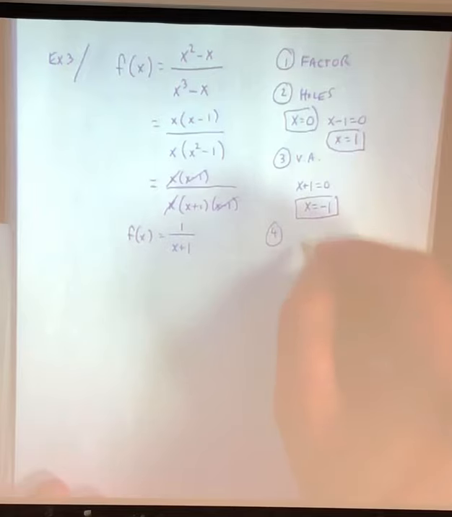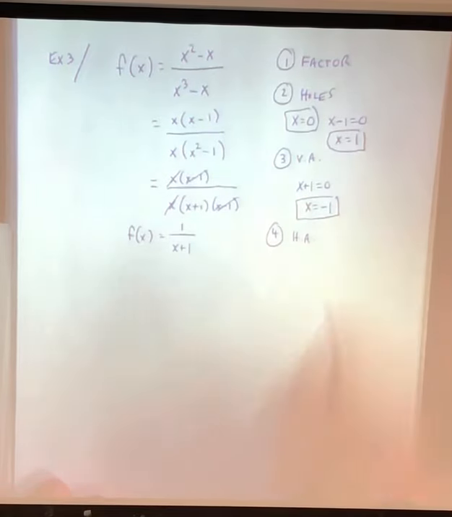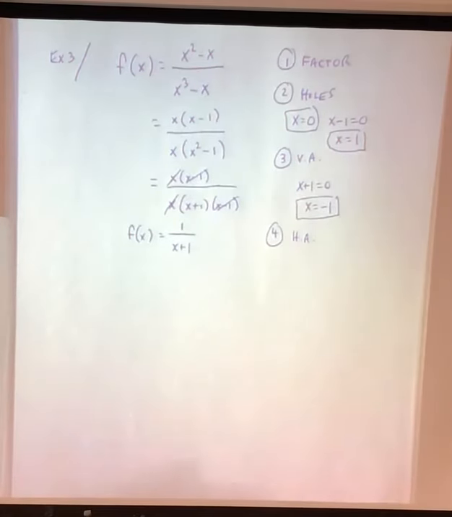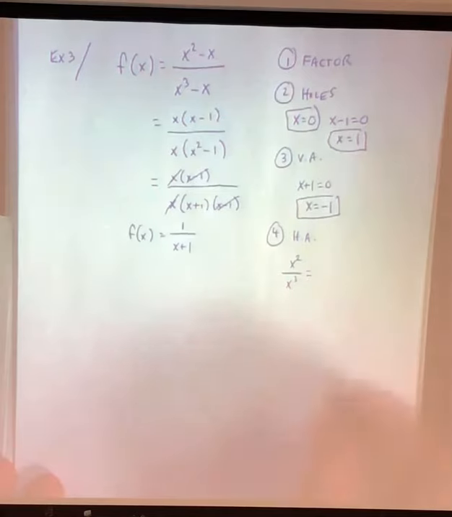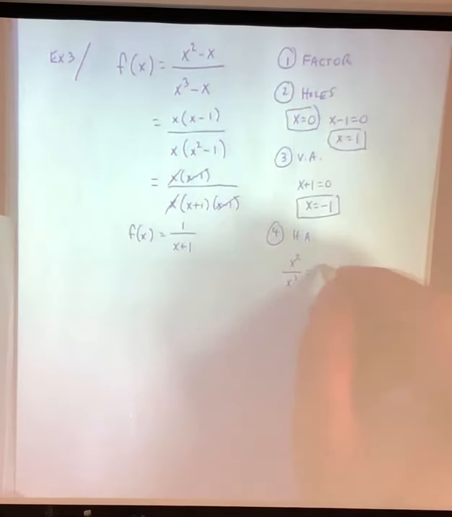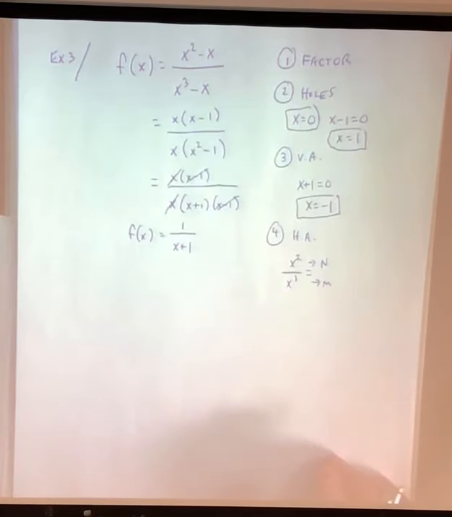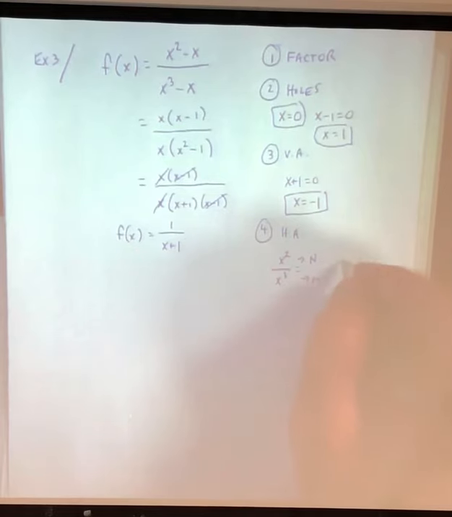Number 4, we go to our horizontal asymptote. Notice in this one, we've got an x to the second over an x to the third. So in this case, we know that n is smaller than m. So again, this is another one where, because n is smaller than m, we're just y equals 0.